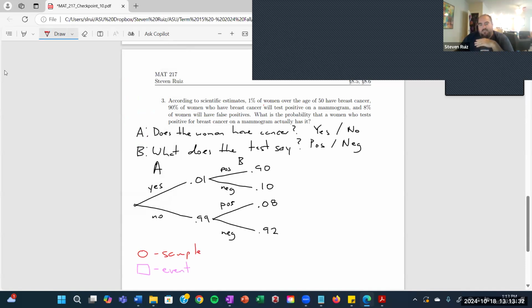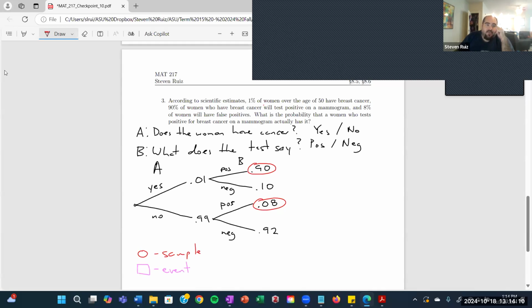So we're reducing the sample space. Basically right now the sample space is all women over the age of 50. But the way this question is being posed, what is the probability of the woman who tests positive for breast cancer? So now I want to reduce this sample space to the women who tested positive for breast cancer. So those are women in this branch and the women in this branch, because they both tested positive for cancer. Not all of them have it. But those are the branches I care about.